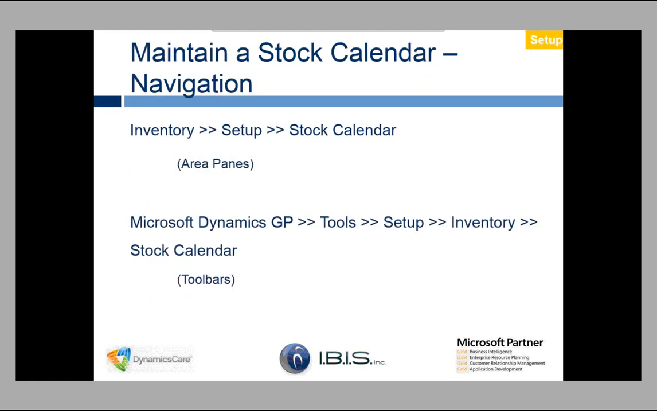So the first thing you need to do is get to the stock count calendar window, and you can do that by going through the area panes or the toolbars in GP. If you use the area panes, it's going to be in the inventory section under setup, and if you're using the toolbars at the very top, it's going to be in the Dynamics GP tools setup inventory window. And this will be a one-time thing. You might want to adjust it, and in the future maybe you are working Saturdays and then you switch and you don't work Saturdays anymore, you'll need to update your calendar. But this is a company setup, so you can have different calendars based on different companies.